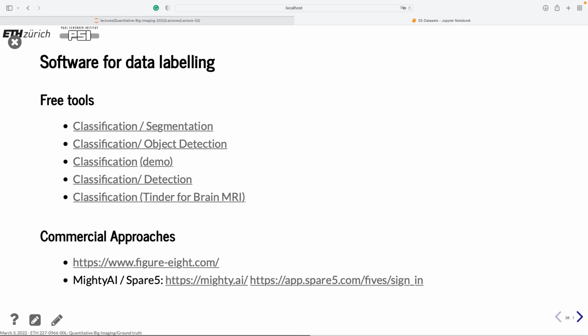Then there are software tools for data labeling. Each one of these is a link, so you can really go and see what you can use. There are different tools for classification, for segmentation, object detection, and other tasks. Then there are, of course, also a couple of commercial tools. So there are a lot of ways to do this data labeling.